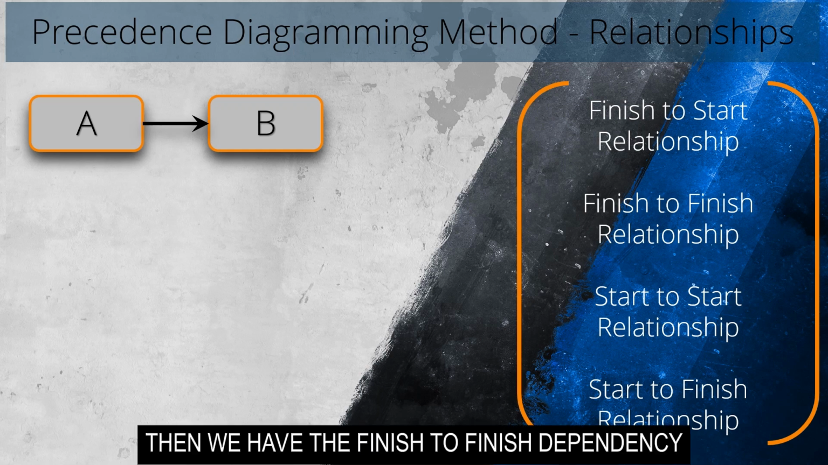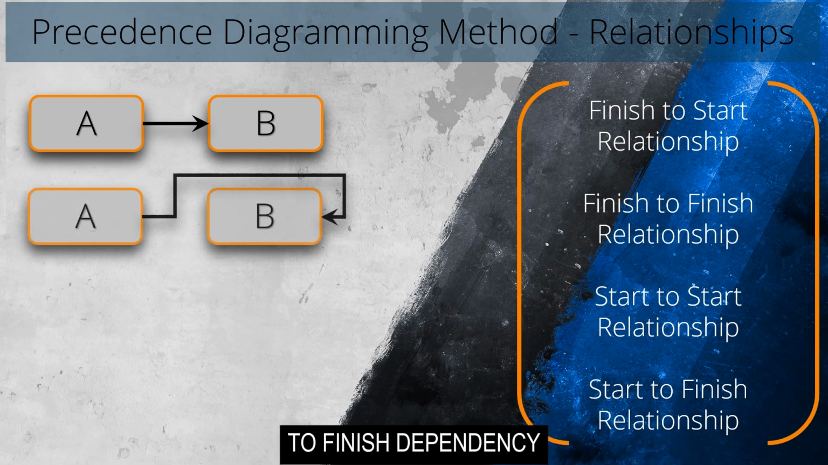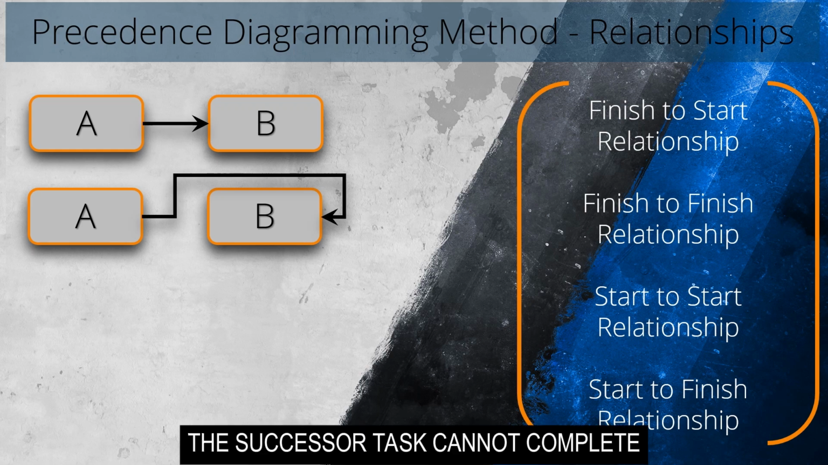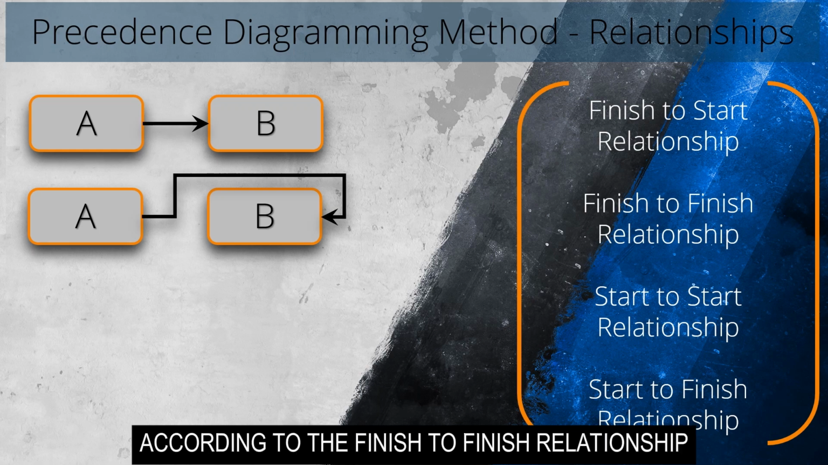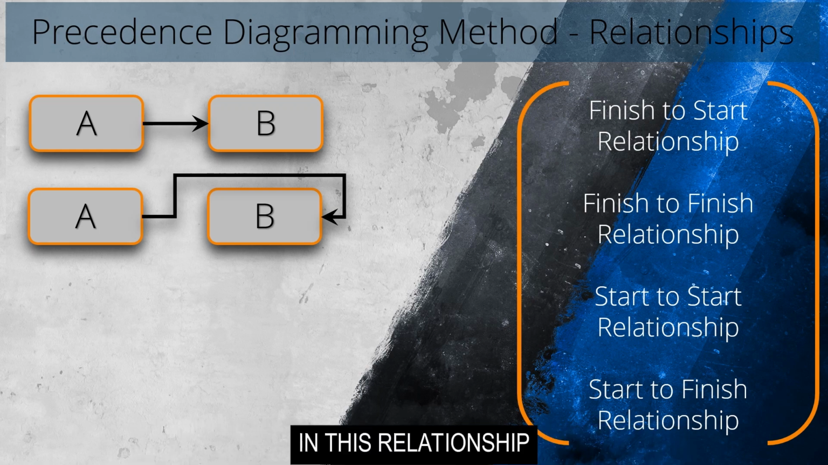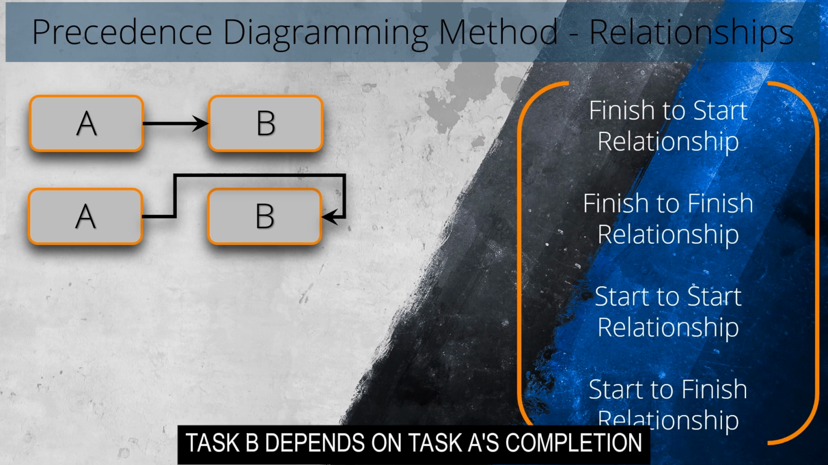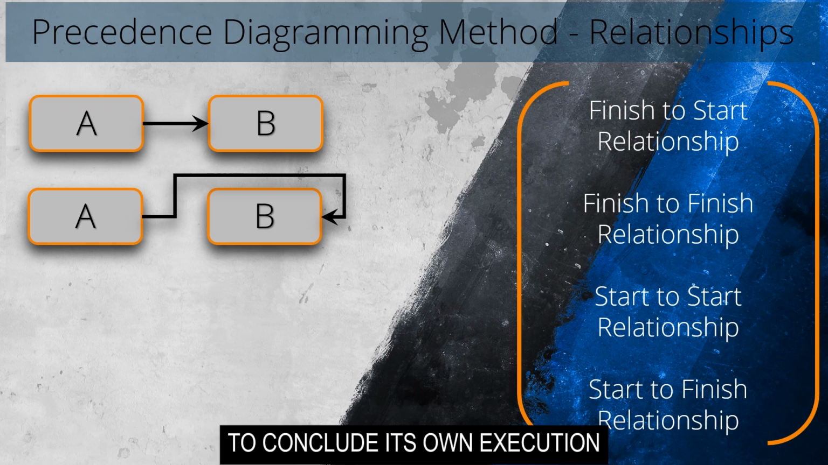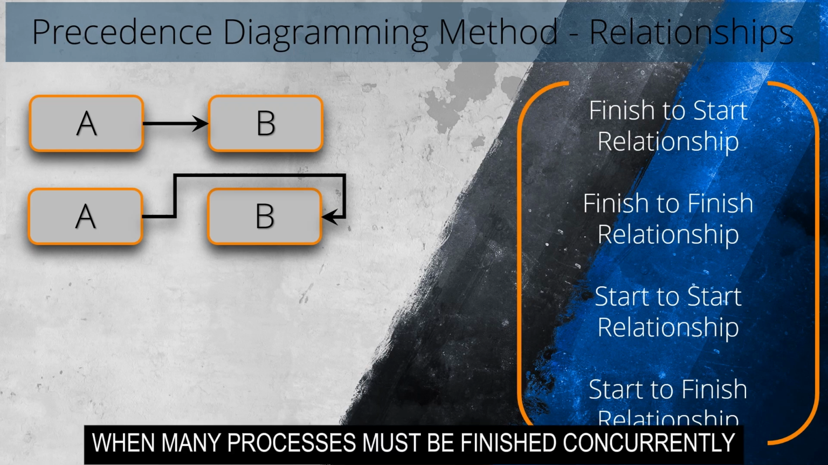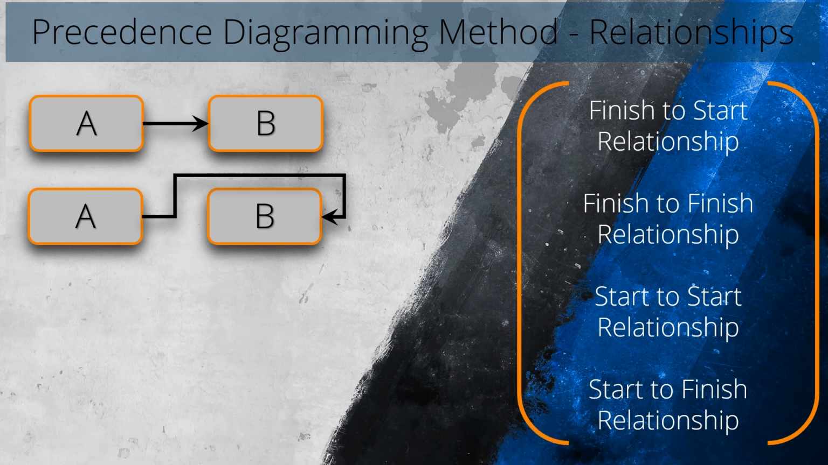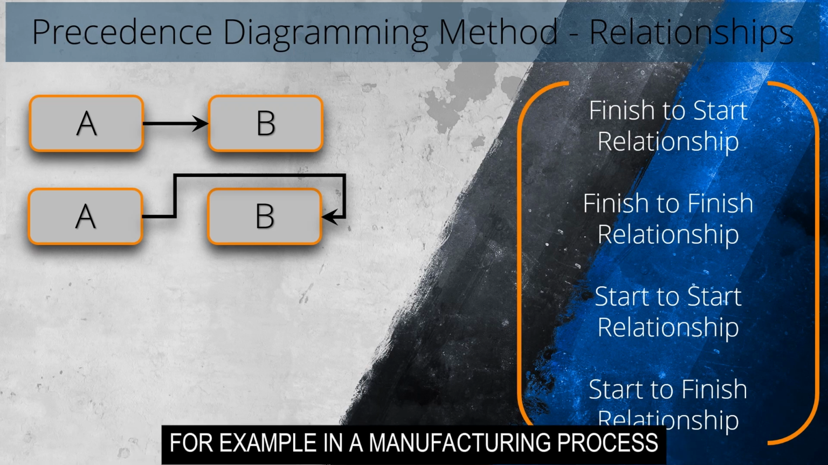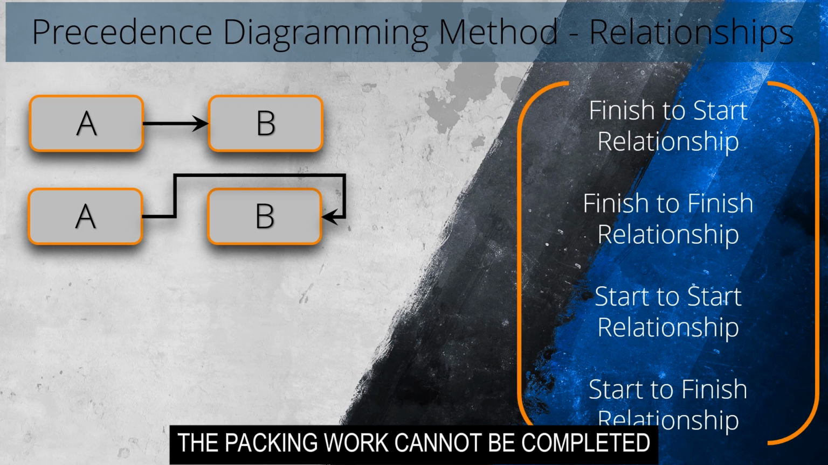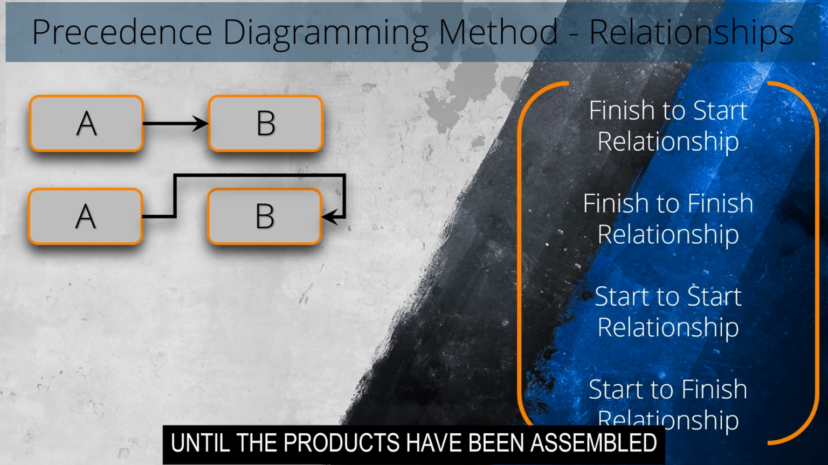Then we have the finish to finish dependency. The successor task cannot complete until the predecessor task is finished, according to the finish to finish relationship. In this relationship, task B depends on task A's completion to conclude its own execution. When many processes must be finished concurrently or in synchronization, FF dependencies are frequently observed. For example, in a manufacturing process, the packing work cannot be completed until the products have been assembled.